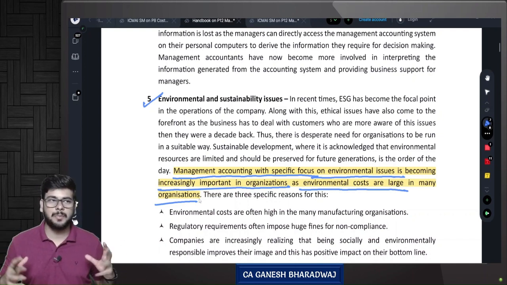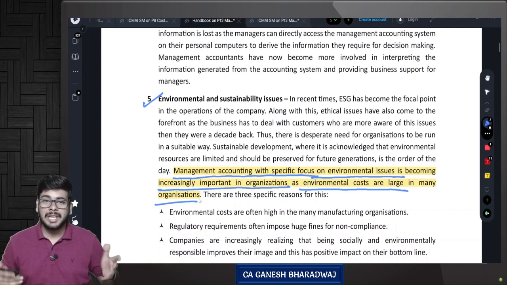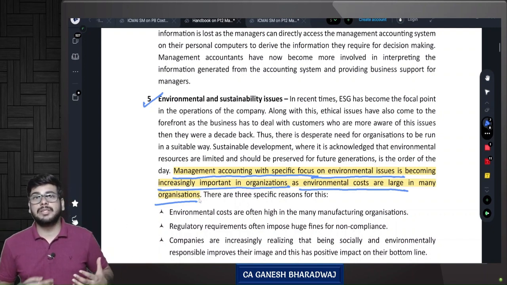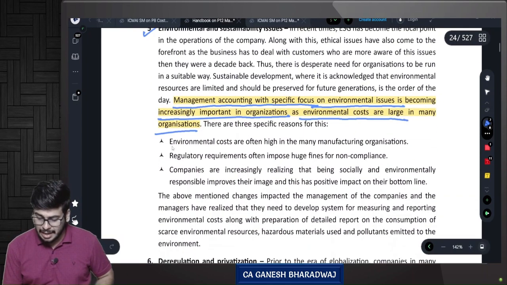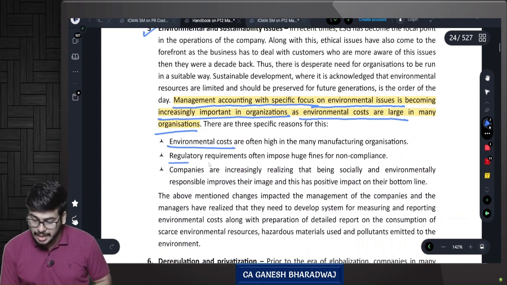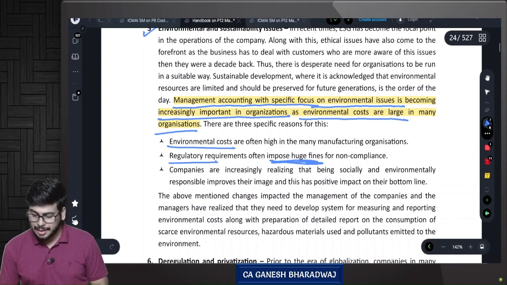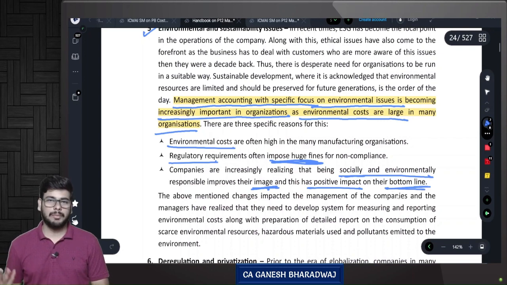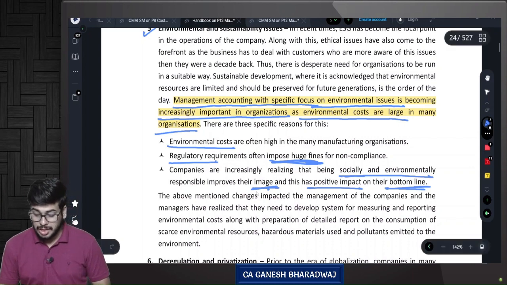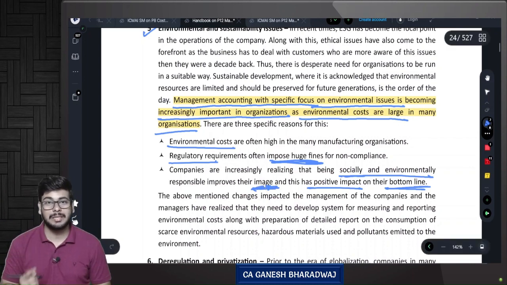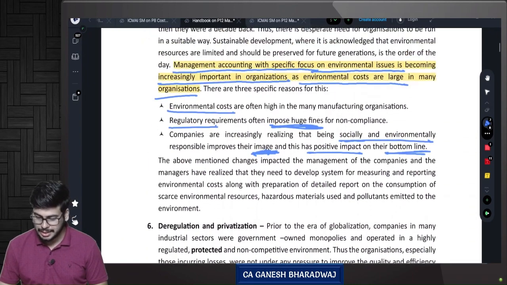You need not be such a nice person to think about the society. Even as a businessman, nowadays people have started becoming more environment conscious, because there could be so many things. Environmental costs are often very high. Fine. Regulatory requirements impose huge fines for non-compliance, and companies are increasingly realizing that being socially and environmentally responsible improves their image, and this has a positive impact on their bottom line. Bottom line means what? Profit. Top line means sales, bottom line means profit. Okay, so it improves the image of the company. Now, as businessmen, they themselves are realizing all these things. Are you clear with this?